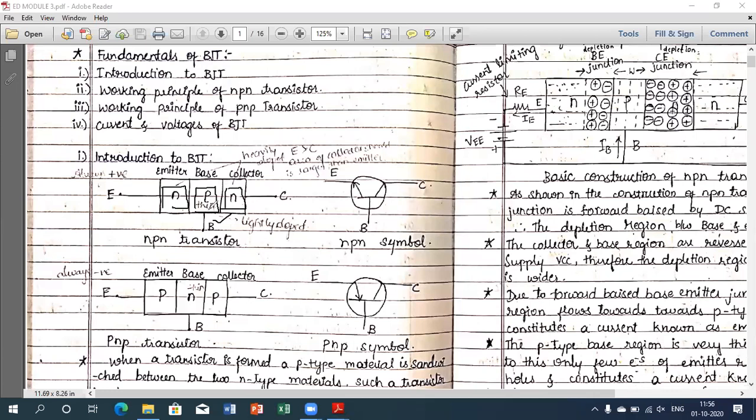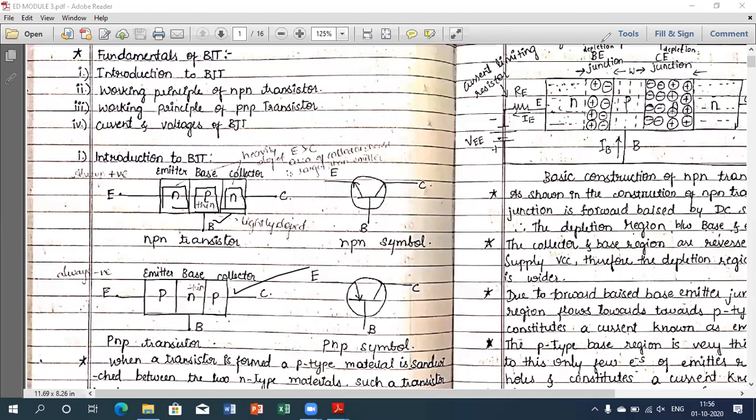Another important condition is that the emitter region must be heavily doped compared to the collector region, and the collector region must be slightly larger than the emitter region. So these are the conditions which are used to construct an NPN or a PNP transistor.